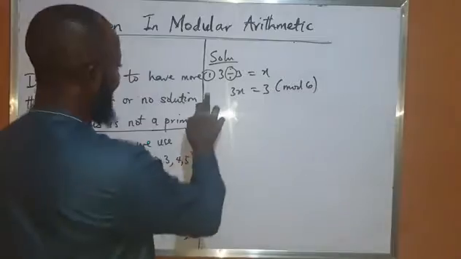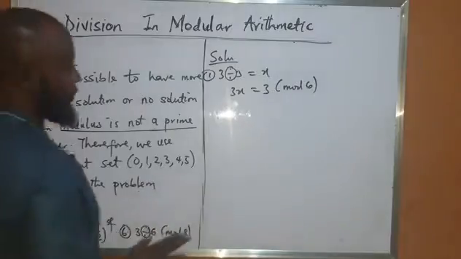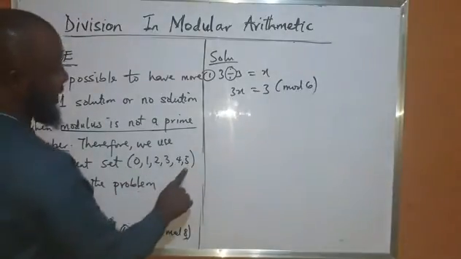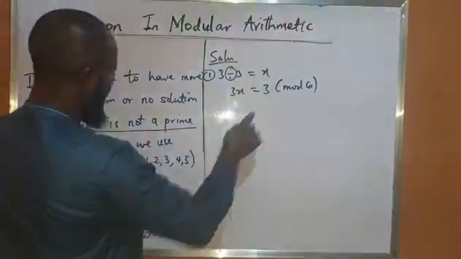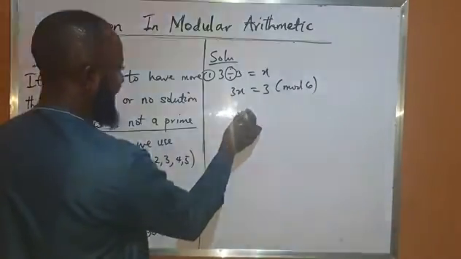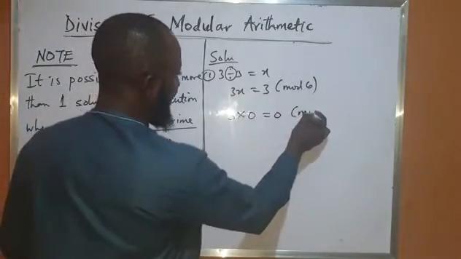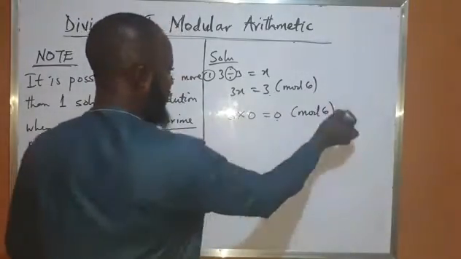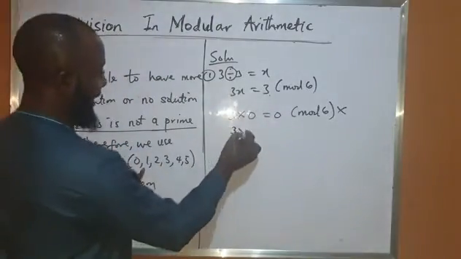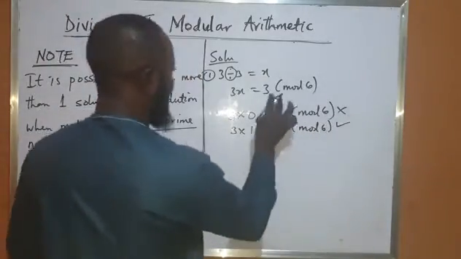What we want to do is test using replacement with this set of numbers. We substitute the value of x and see if we are going to get the 3 here, in mod 6. So 3 times x: 3 times 0 gives us 0 mod 6. This 0 is not the same as 3, so this one will not work. It's not correct. We take the next digit, which is 1. 3 times 1 gives us 3 mod 6. Which is correct, you can see 3, 3.